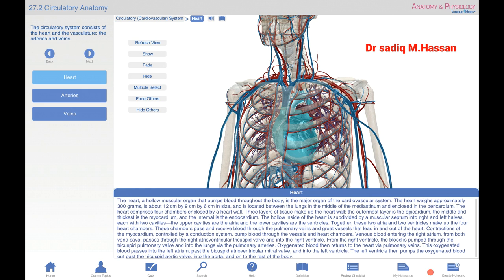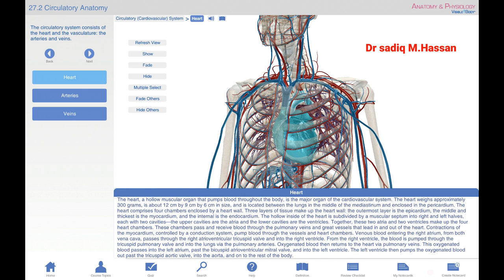The hollow inside the heart is subdivided by a muscular septum into right and left halves. This muscular septum divides the heart into right and left halves, each with two cavities. The upper two cavities are called atria, and the lower cavities are ventricles. Together, these two atria and two ventricles make up the four heart chambers.